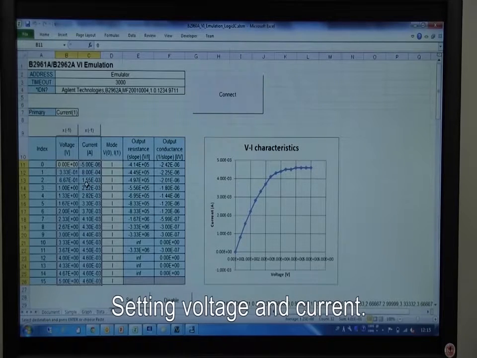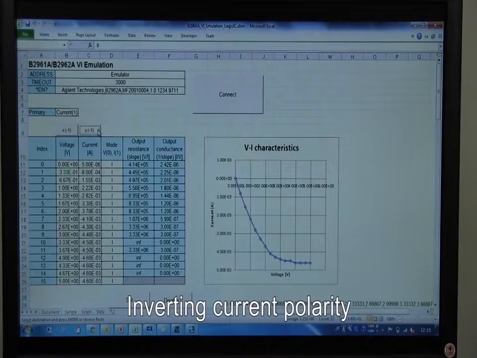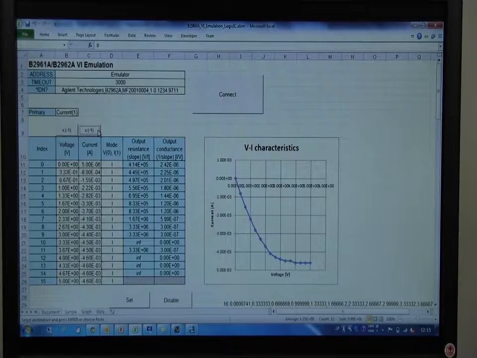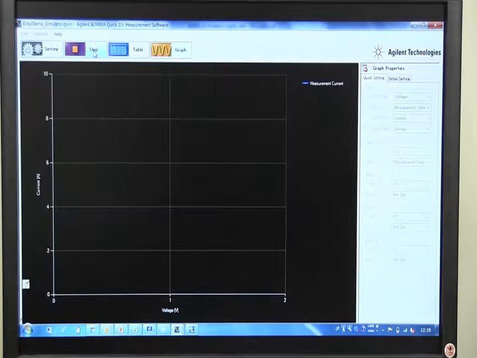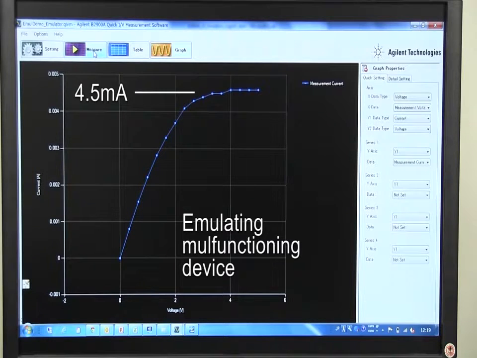All current values are reduced by half. And set up the emulator with these parameters. The current saturates at about 4.5 milliamperes, exactly half of the actual device.